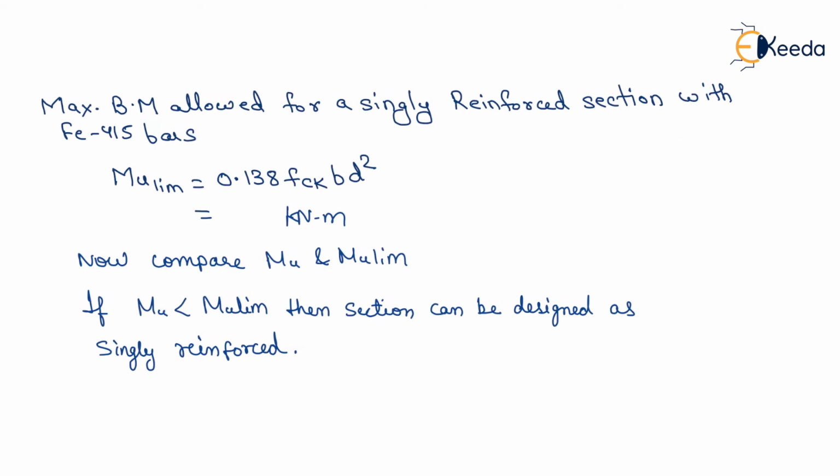Now we will calculate maximum bending moment allowed for a singly reinforced section with Fe415 bars. So the formula used is MU limiting equals 0.138 fck b d square. We will calculate MU limiting in kilonewton meter. Now we will compare MU and MU limiting value. If MU is less than MU limiting, then the section can be designed as a singly reinforced section.